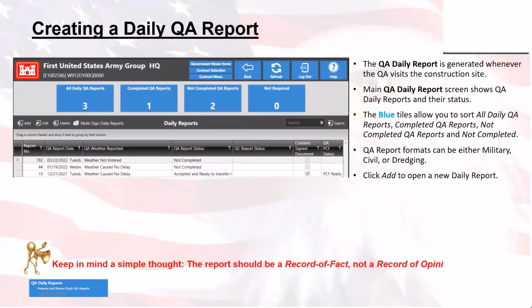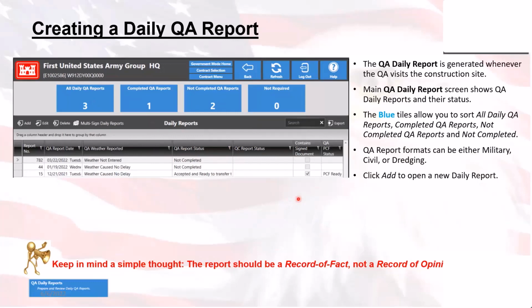Over here, when we're creating the daily QA report, you're going to have pretty much a similar scene as the QC, except when you select the QA daily report, you're going to have the three or four modules up here to sort by. You can go through all of them, completed, not completed, or not required. Typically, we want to go into the all so we can get a better review. Once you're in that all, go ahead and click on that search box, or you can drag the column headers up to the gray area to better sort the area.